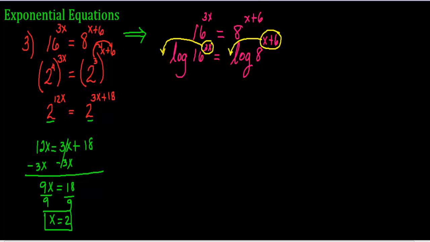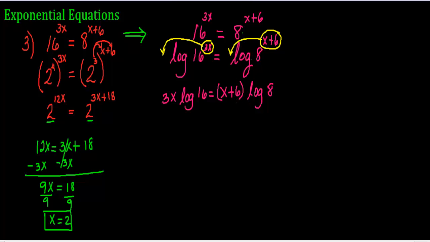So let's do that. I end up with 3x times the log of 16 equal to (x + 6), and I put these in parentheses because this is a binomial, times the log of 8. Now watch what happens. 3x times log 16 is equal to (x + 6) times log of 8. Since I have a binomial here, I have to distribute log 8 times x and log 8 times 6.